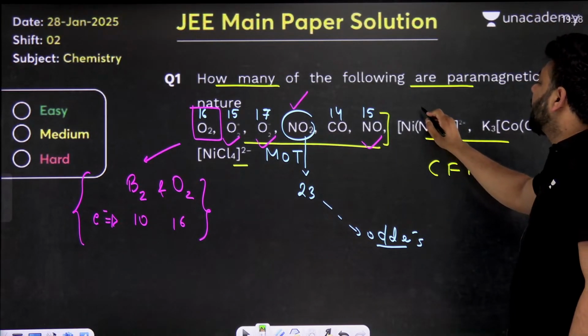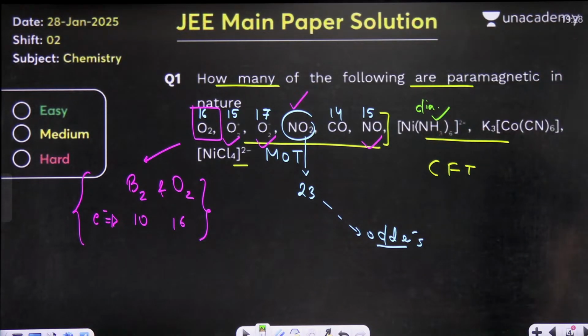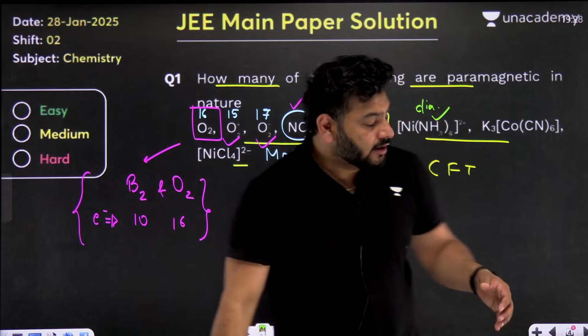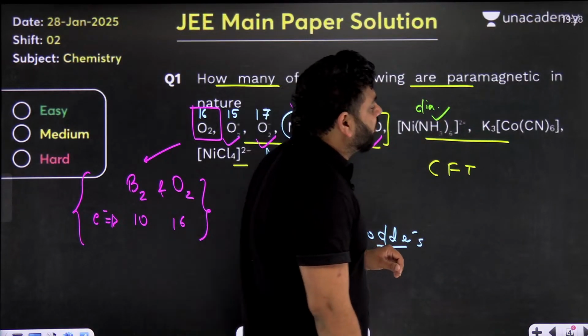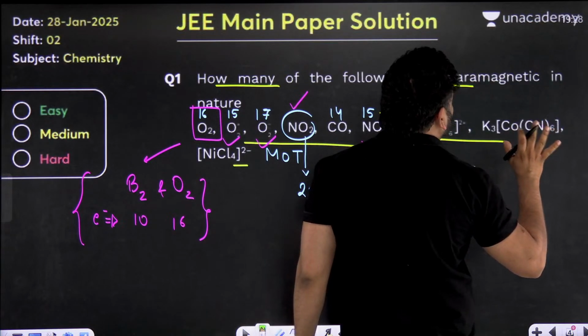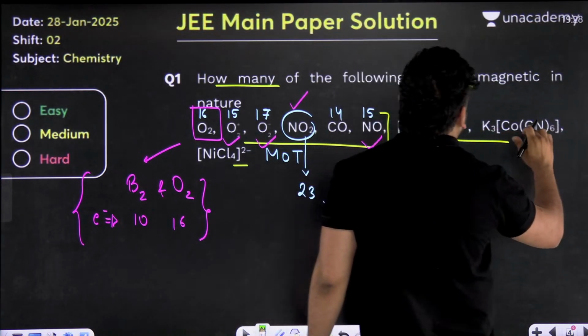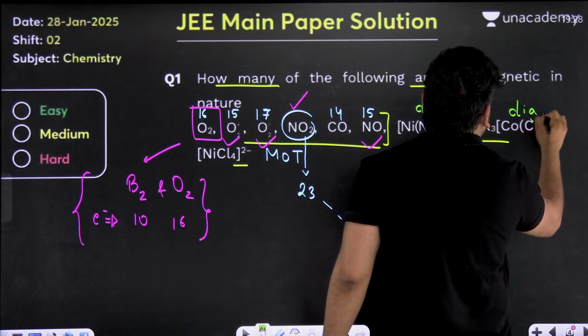So this will again become diamagnetic because there is no unpaired electron available. Then comes Co3+. This is Co3+, with atomic number 27. How many electrons? 3d7 4s2, so 3d6 with strong field, again diamagnetic.